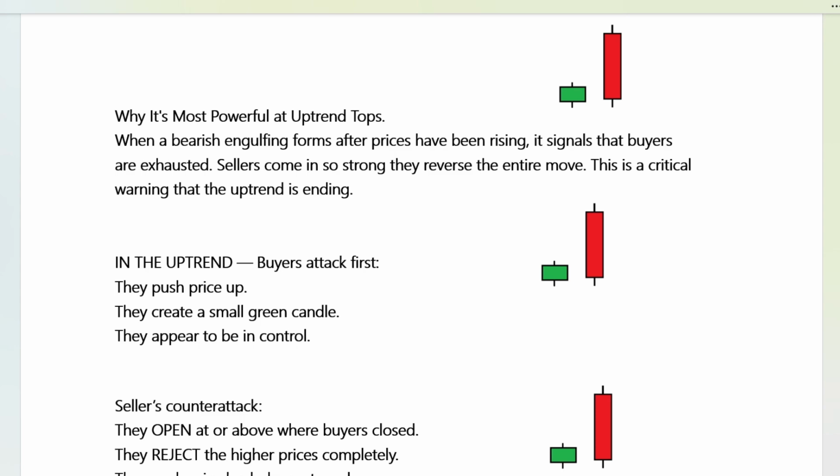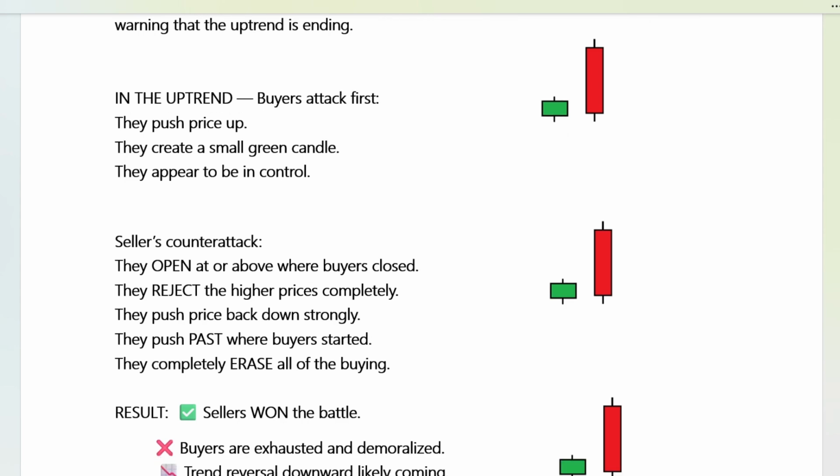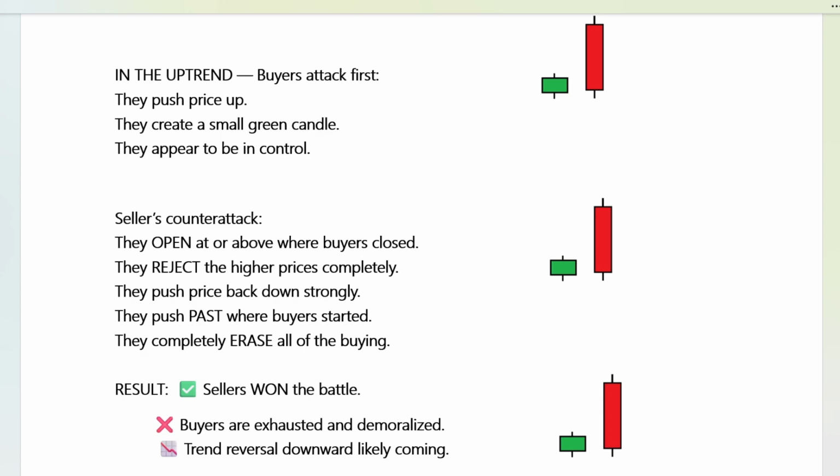In the uptrend, buyers attack first. They push price up. They create a small green candle. They appear to be in control. Sellers counterattack. They open at or above where buyers closed. They reject the higher prices completely. They push price back down strongly, past where buyers started. They completely erase all of the buying. Result: sellers won the battle. Buyers are exhausted and demoralized. A trend reversal downward is likely coming.